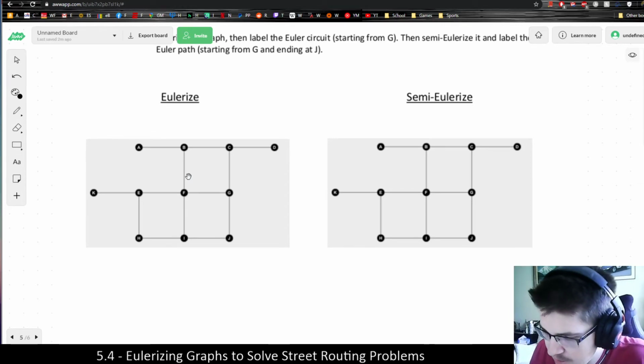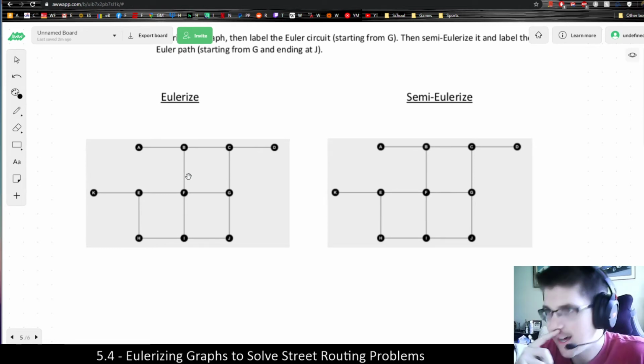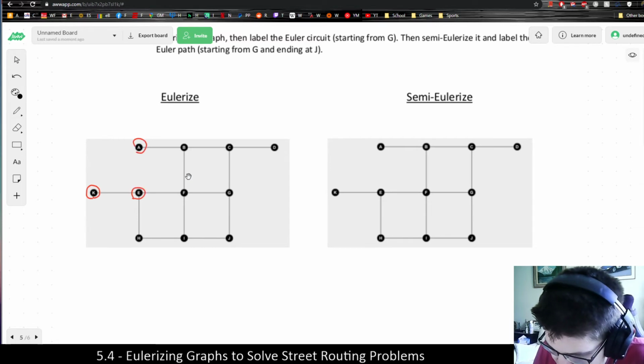But anyways, step 1 is to find all the odd vertices, right? Because if I'm going to try to find an Euler circuit here, I need to know where the odds are. Notice this graph has a ton of odds because we have some dead ends, which are degree 1, and some T intersections, which are all degree 3.